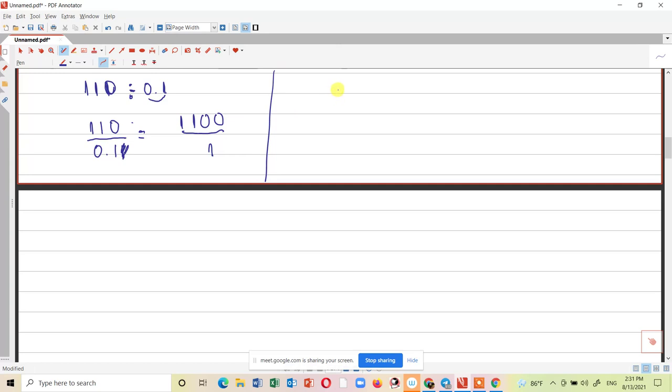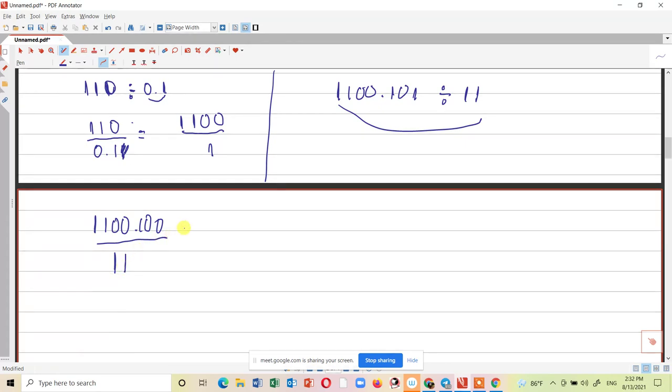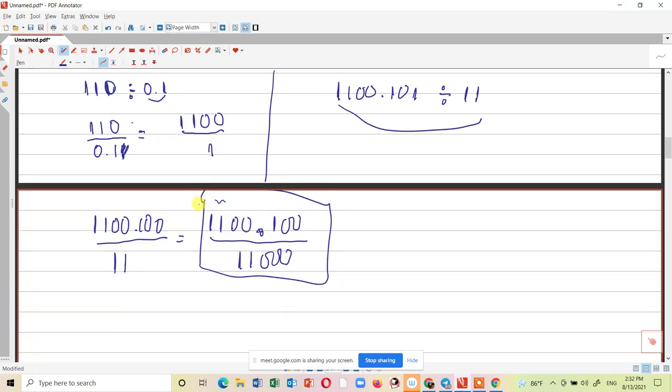Another example, yeah. I write 1100.101 divided by 11. If we want to divide this one, we omit the decimal point, we just write 1100.100, no point over here, but we just write this one as 1100. This is our division in real numbers.